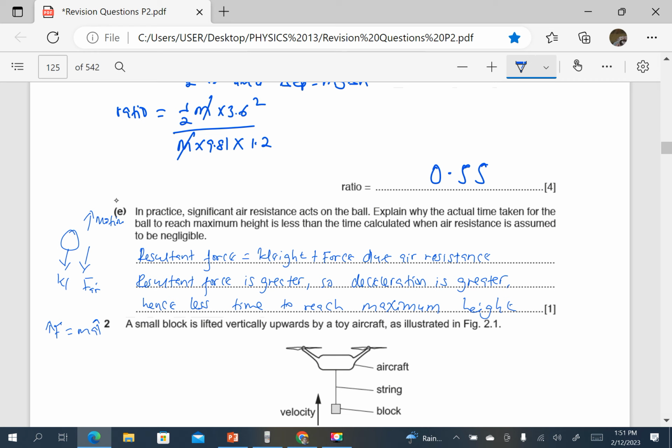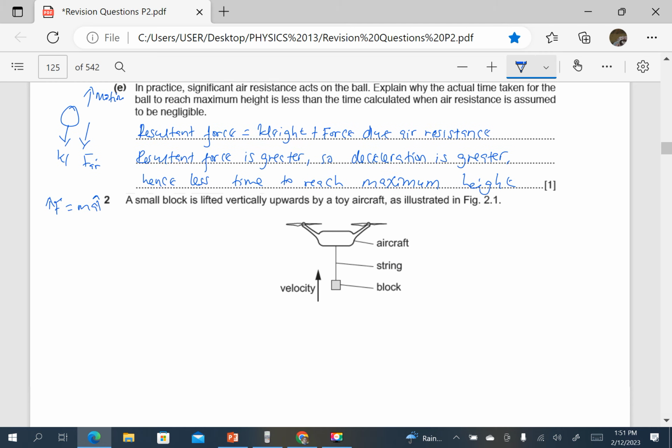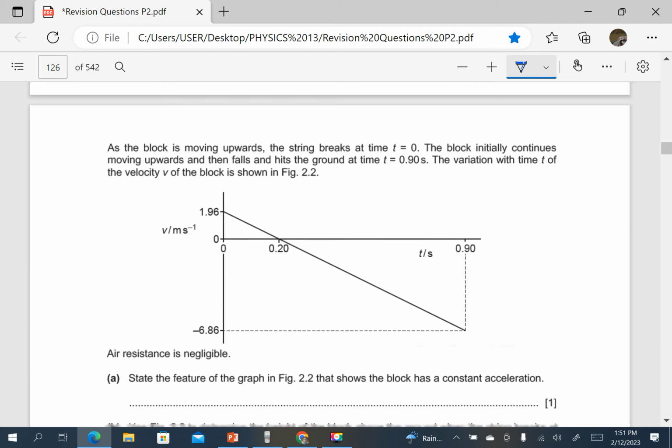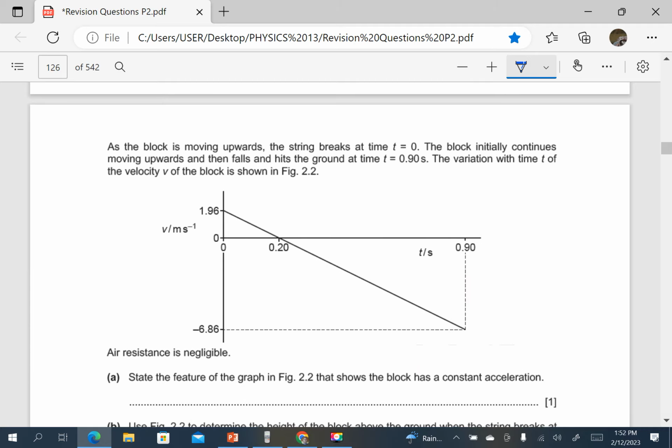Because the resultant force downwards is greater, it will take less time to reach the maximum height because of a greater deceleration. A small block is lifted vertically upwards by a toy aircraft as illustrated in the figure. As the block is moving upwards, the string breaks at t equals 0. The block initially continues moving upwards, we can see that from the graph, and then hits the ground at time t equals 0.9 seconds. The variation with the time t of the velocity v of the block is shown here.